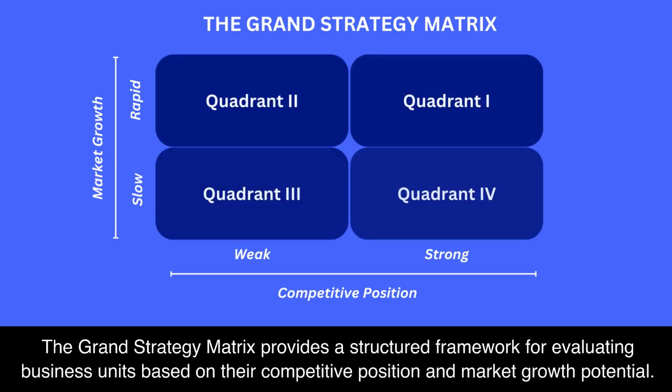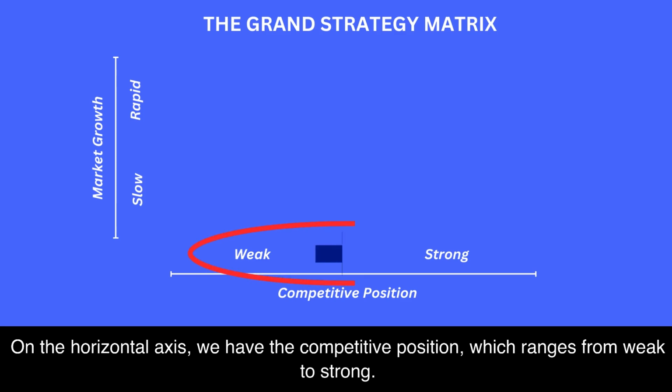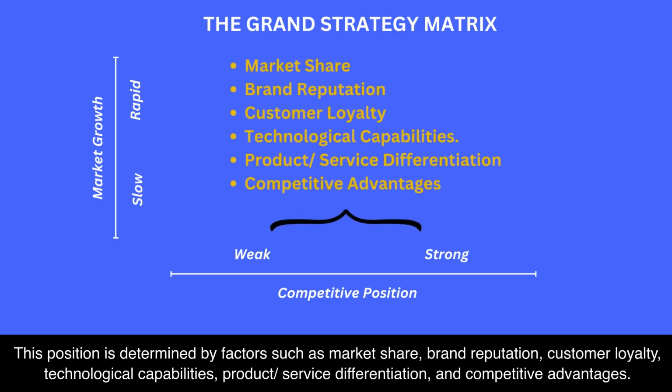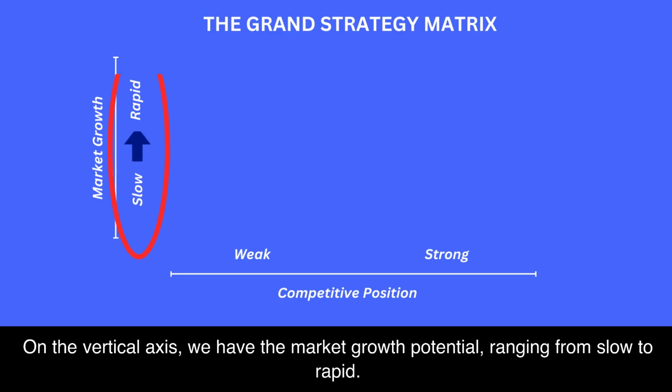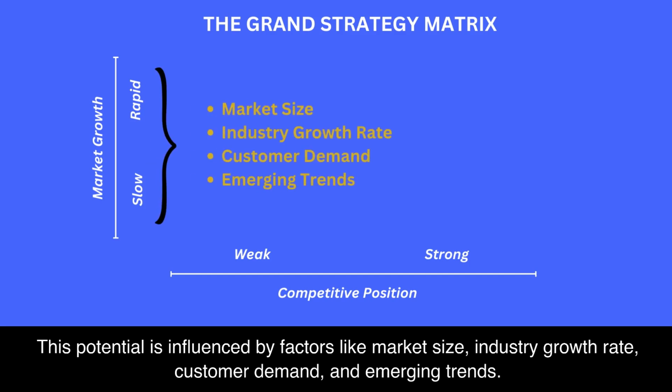The Grand Strategy Matrix provides a structured framework for evaluating business units based on their competitive position and market growth potential. On the horizontal axis, we have the competitive position, which ranges from weak to strong. This position is determined by factors such as market share, brand reputation, customer loyalty, technological capabilities, product-service differentiation, and competitive advantages. On the vertical axis, we have the market growth potential, ranging from slow to rapid. This potential is influenced by factors like market size, industry growth rate, customer demand, and emerging trends.